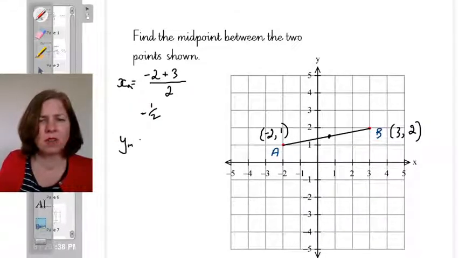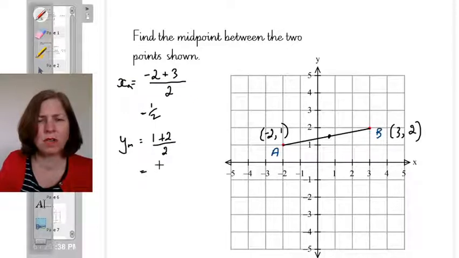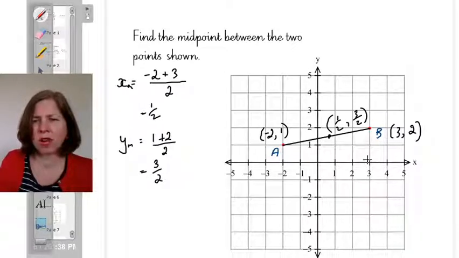The midpoint y value, I add 1 plus 2, and I divide it by 2, which gives me 3/2. I'm not going to rewrite that as 1.5, I'll just leave it like that. So that's 1/2 and 3/2, which is more or less where I guessed it, but I probably could have moved slightly to the left. That doesn't matter, that was just a guess to help me get my bearings.